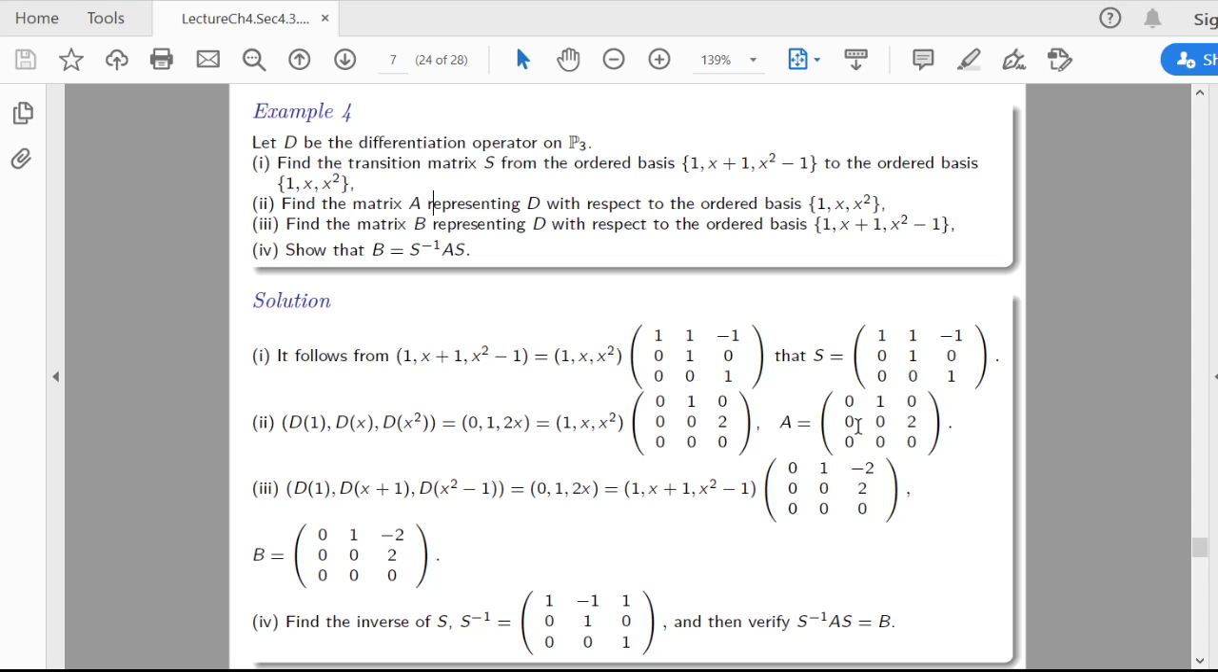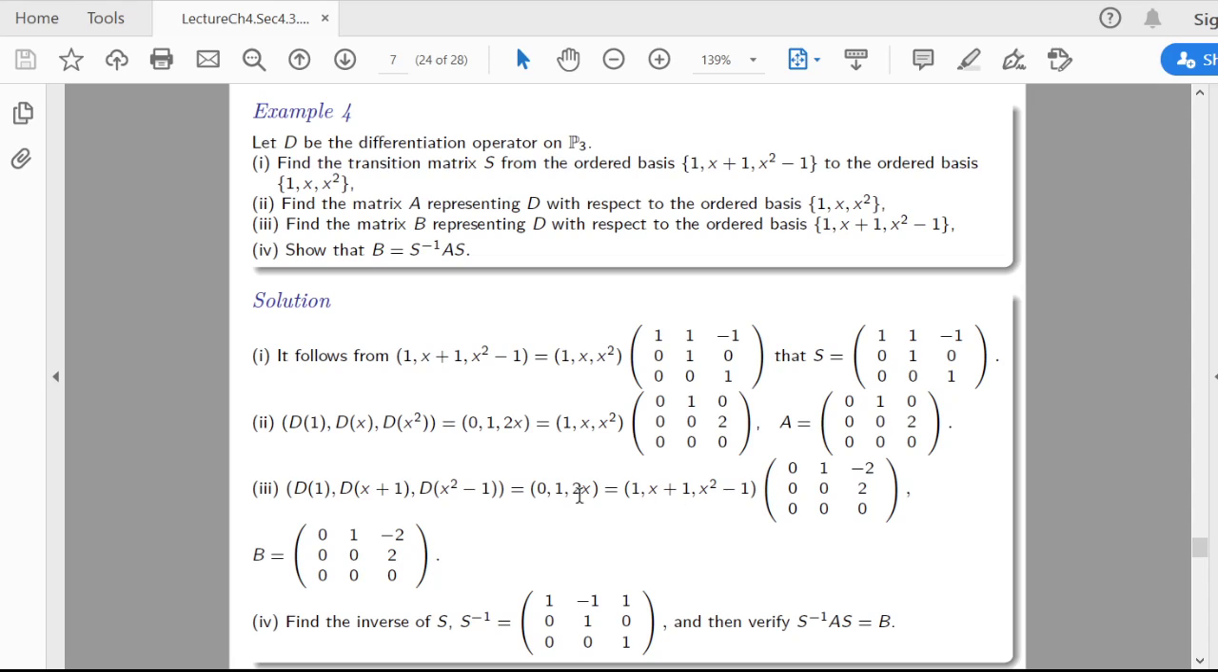Then we do the similar thing for the second ordered basis. So we take the derivative of 1, x plus 1, x squared minus 1. The derivative of 1 again is 0. Derivative of x plus 1 is equal to 1 plus 0, so that's 1. Then derivative of x squared minus 1 equals 2x minus 0, so that's 2x. Then this we can write it down as this vector times this matrix. Now for this we can say 0 equals 1 times 0 plus x plus 1 times 0, x squared minus 1 times 0.